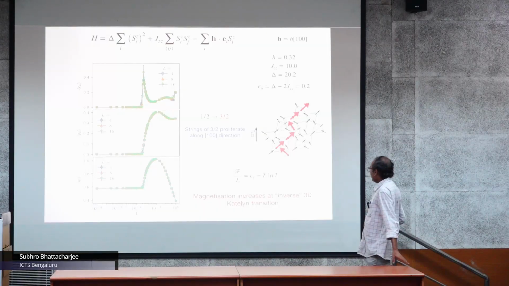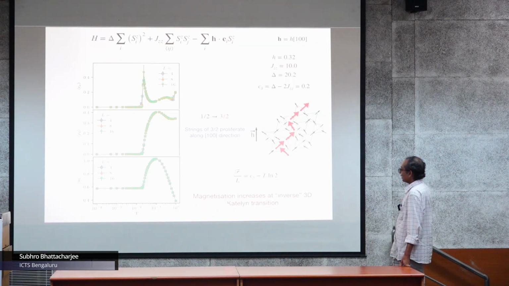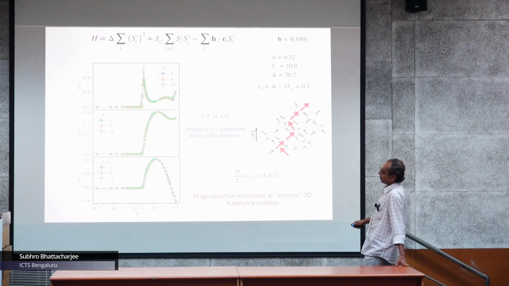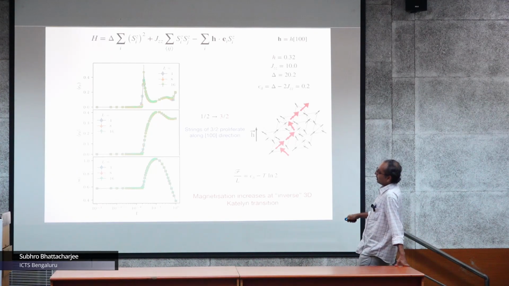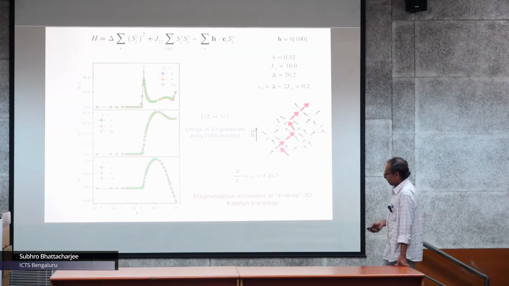Sorry for the typo. And this is an example of a 3D Castelnovo transition, and sort of inverse in the sense that the magnetization increases as a function of temperature initially during this part.